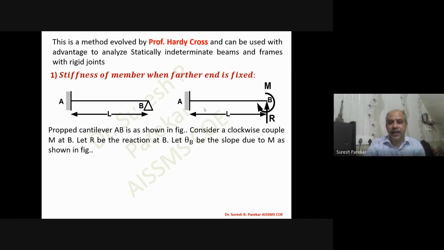the reaction at B, and let theta be the slope developed due to this M. Now we will consider a section at a distance x from support B, and we will go using the moment equation. So we have the moment equation EI d2y by dx square equal to Rx minus M.